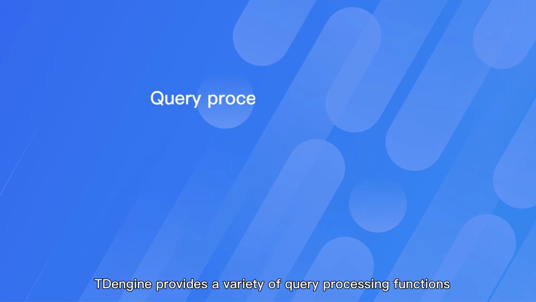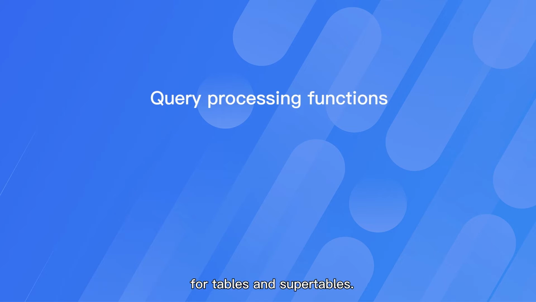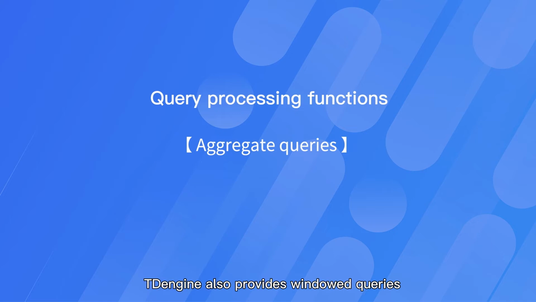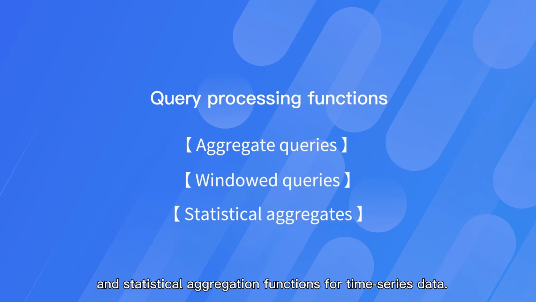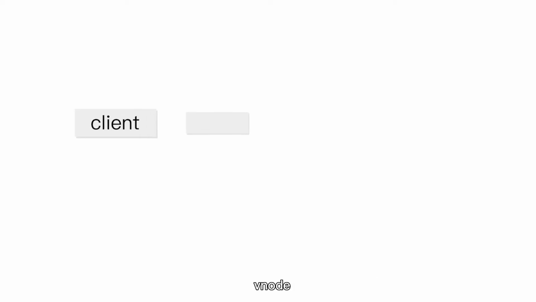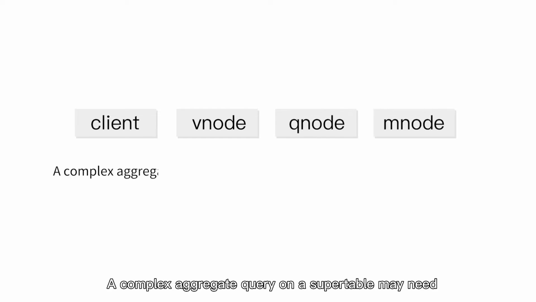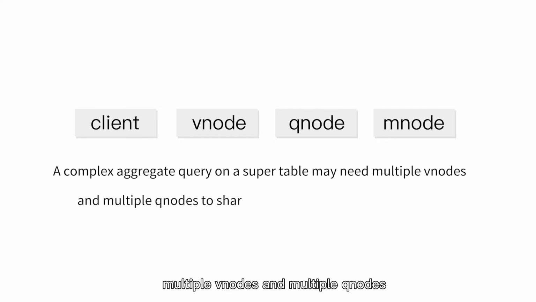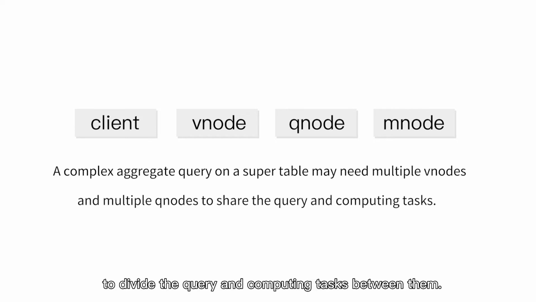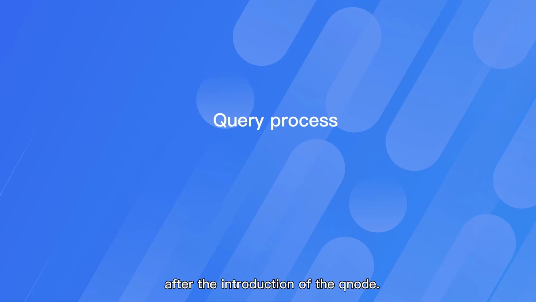TDengine provides a variety of query processing functions for tables and supertables. In addition to common aggregate queries, TDengine also provides windowed queries and statistical aggregation functions for time series data. To process a query in TDengine, the client, vnode, qnode, and M node all work together. A complex aggregate query on a supertable may need multiple vnodes and multiple qnodes to divide the query and computing tasks between them. Let's take a look at the basic query process after the introduction of the qnode.